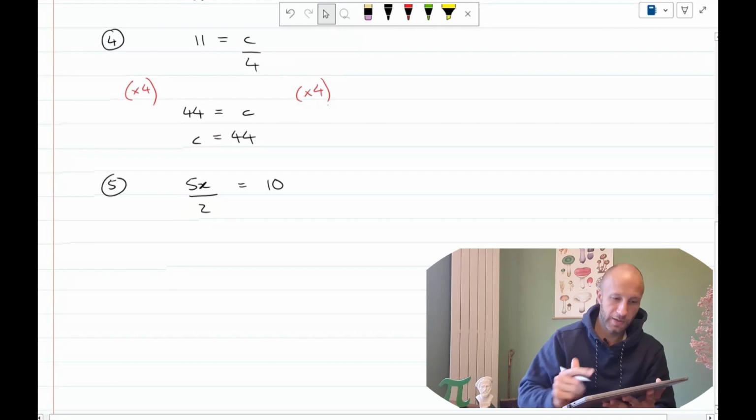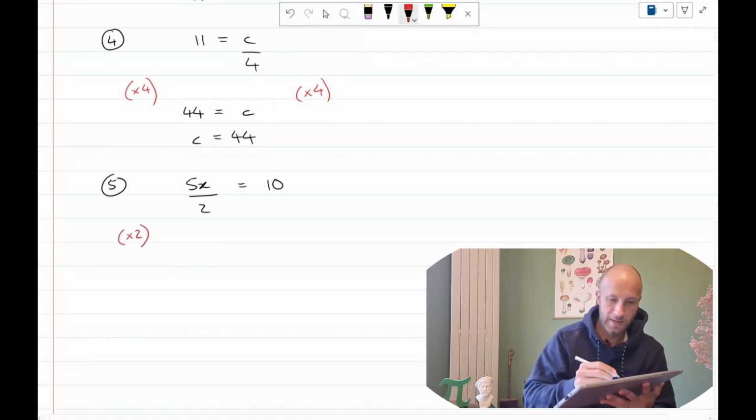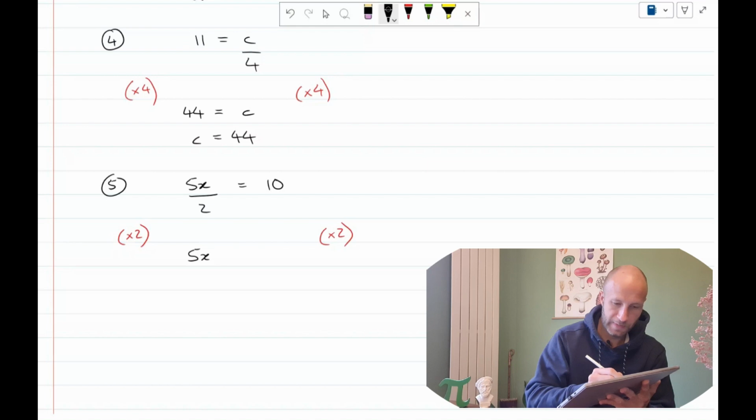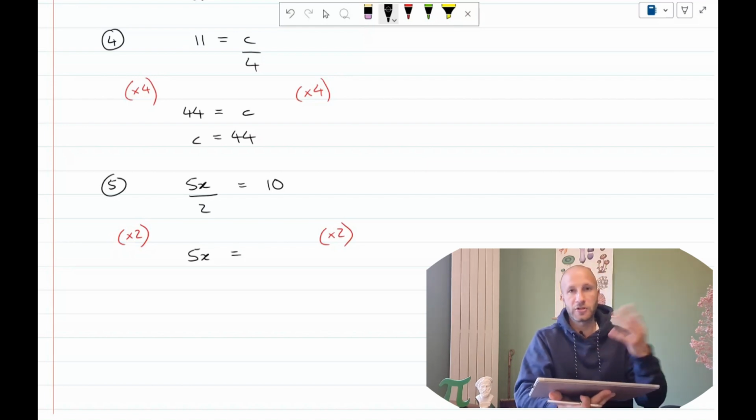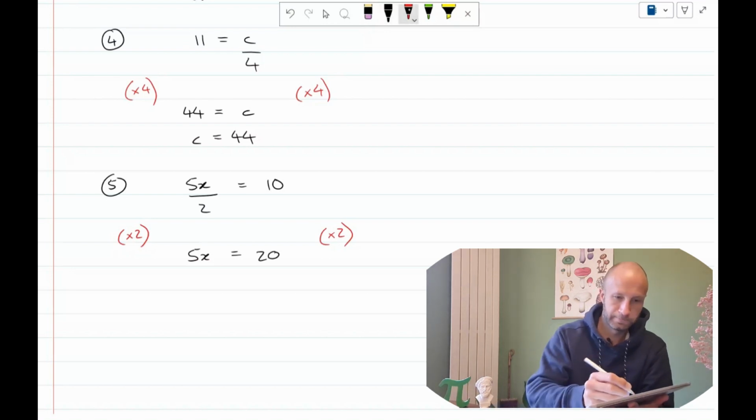So just like we've done in the earlier questions, to get rid of that division by 2 on the left, we're going to multiply by 2, which means we have to multiply the right-hand side by 2 as well. So multiply the left by 2, I will just be left with 5x. The multiplication by 2 just cancels the division by 2. Got to multiply the right-hand side by 2, 10 times 2, which is 20.